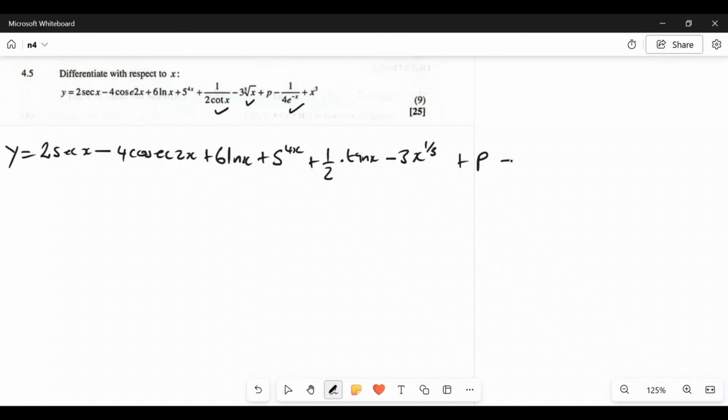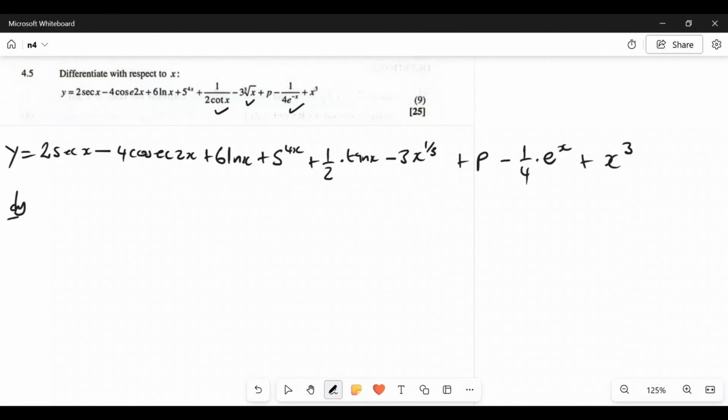And then minus, we also have 1 over 4 e to the power of negative x. We can take e to the numerator, so we can have 1 over 4 multiplied by e to the power of x. Remember, if you take the base to the numerator, the exponent changes the signs there. Plus, the last term, we have x to the power of 3. Now, when it's like this, we are able to differentiate each and every term. So let's do it. Right, so let's start.